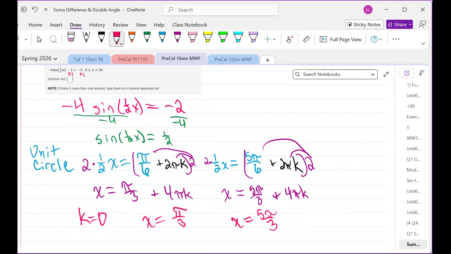So I got those two solutions. If I pick k equals 1, I'm going to be adding 4 pi. That's going to be way bigger than 2 pi. If I put in k equals -1, I'd be subtracting 4 pi. That'll get below 0. So we don't need to use any other k values. They would be too big or too negative. So the only two solutions are the two solutions we got just from following our normal procedure.